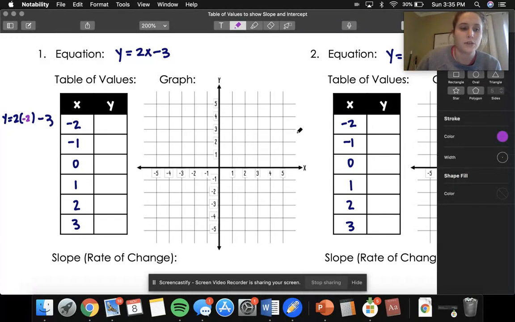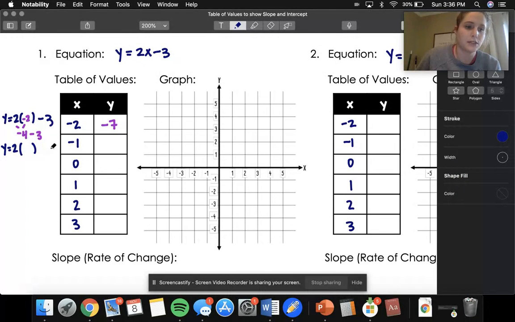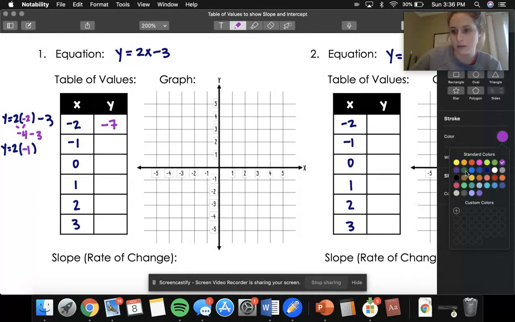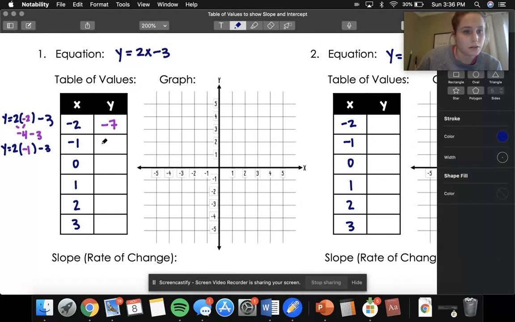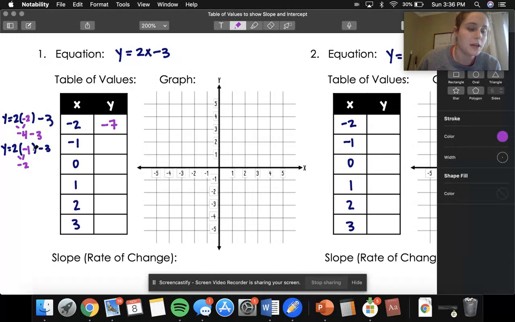Okay. Then I just have to remember order of operations. I need to multiply. 2 times -2 is -4. And -4 minus 3 would be -7. Okay. Now I'm going to do the same exact thing, but now instead of having an input of x or an input of -2, this time I'm going to input -1. Then we are just going to calculate 2 times -1, which is -2. -2 minus 3 is -5.